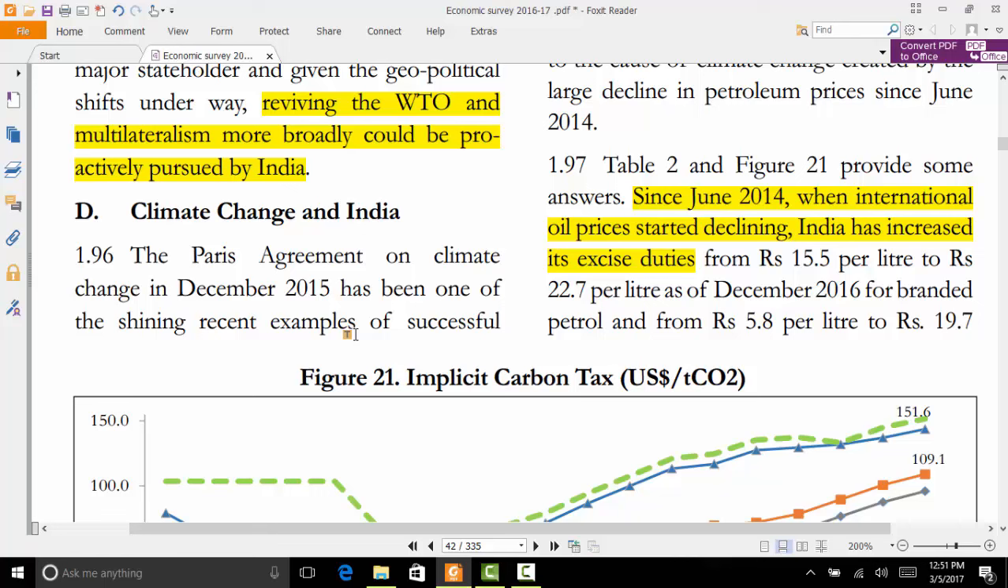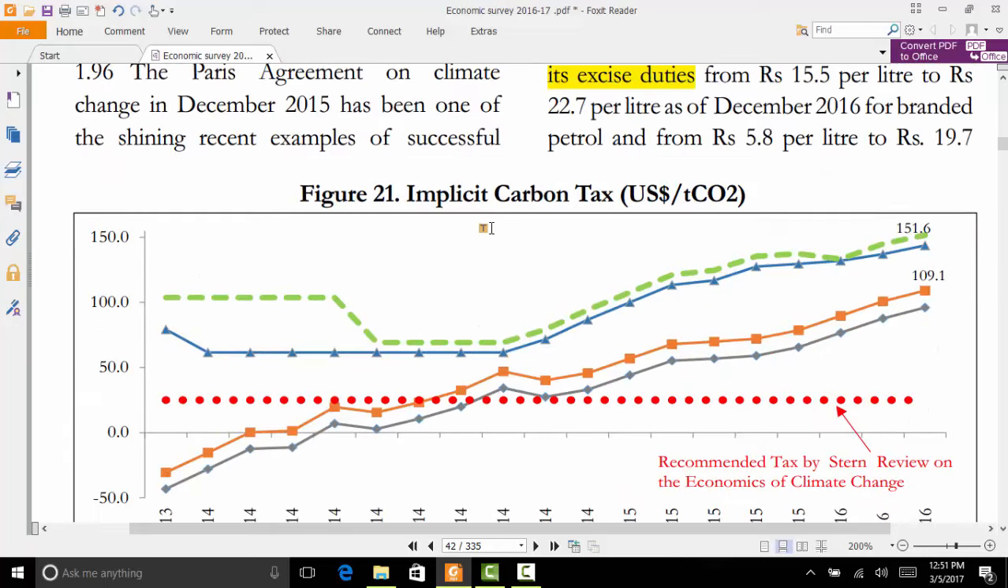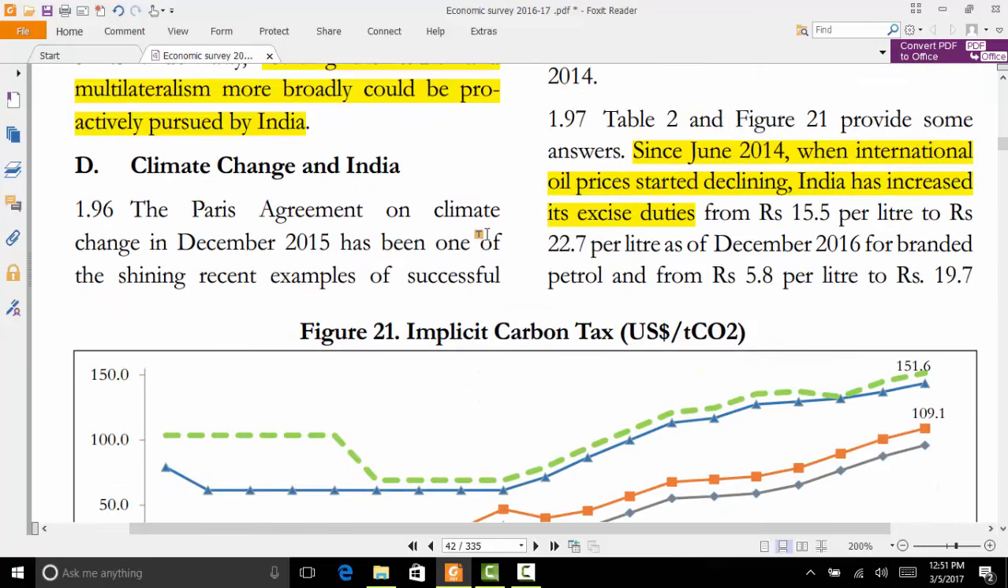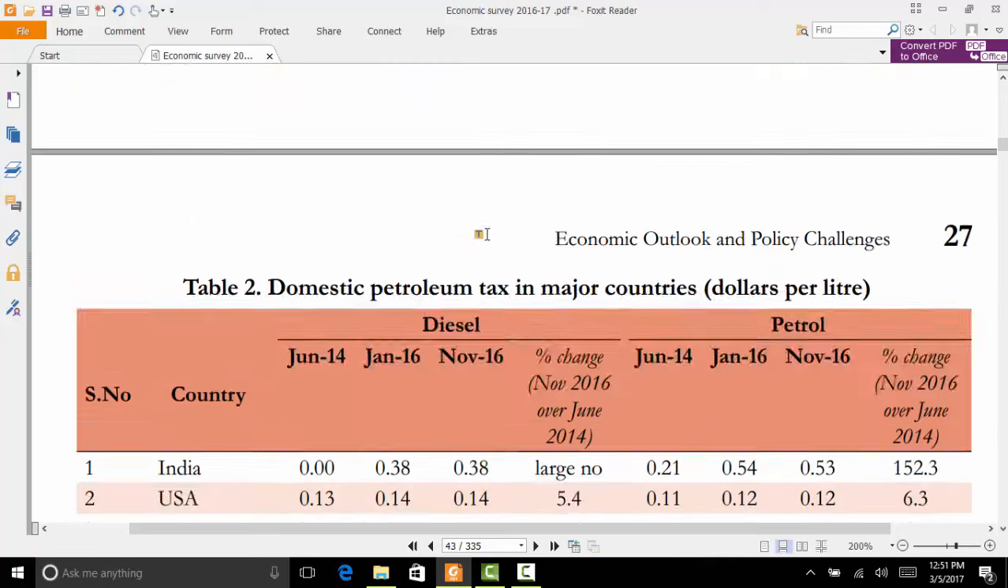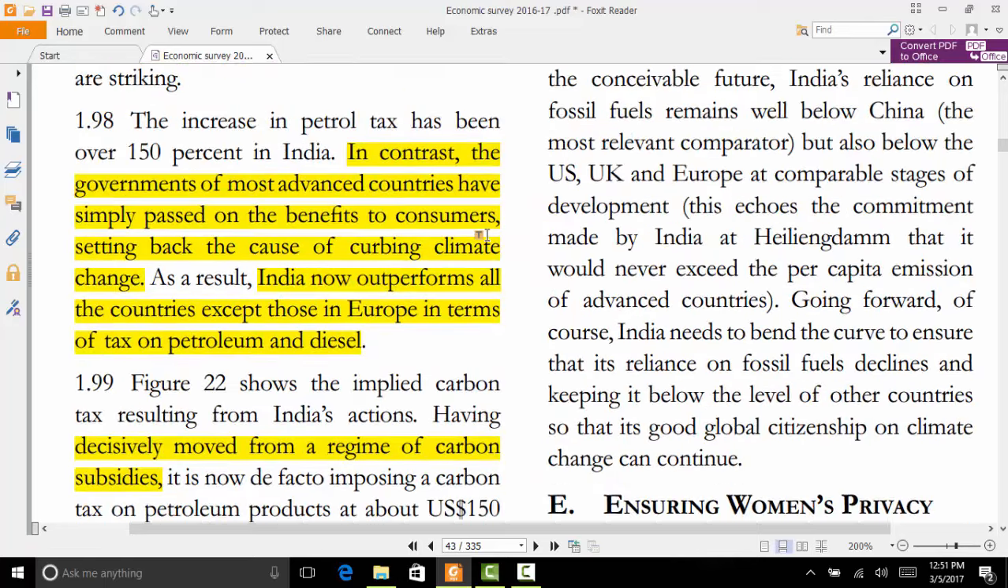Secondly, the carbon cess that we levy. Clean environment cess is the current name of that. How much is that? 400 rupees per ton. पर टन कोल के ऊपर लगता है, coal cess. Clean environment cess is the name. So this is the understanding from this climate change.